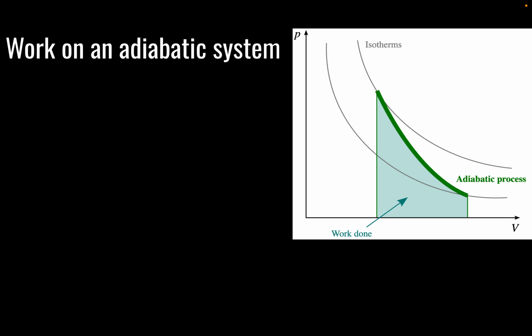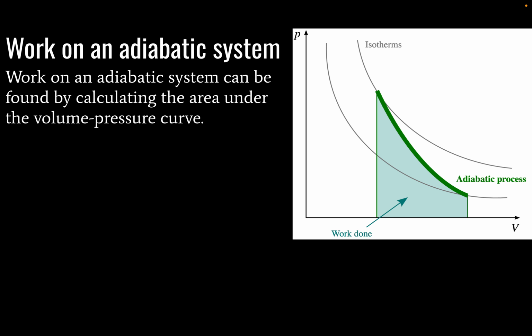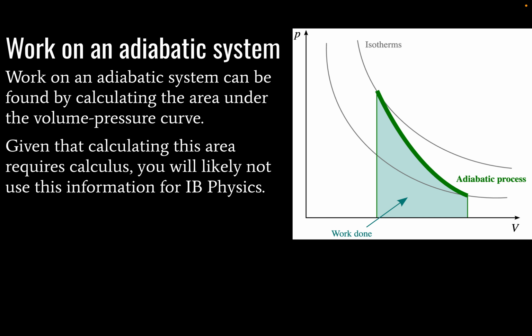There we go. All right, next we have work done on an adiabatic system. For this amount of work, we can calculate the area under the volume pressure curve, but this would require the use of calculus. You may be able to handle that using your math skills, but we don't need to know it for IB Physics. You could potentially be asked to estimate this area under the curve, but more likely you will be given that information.